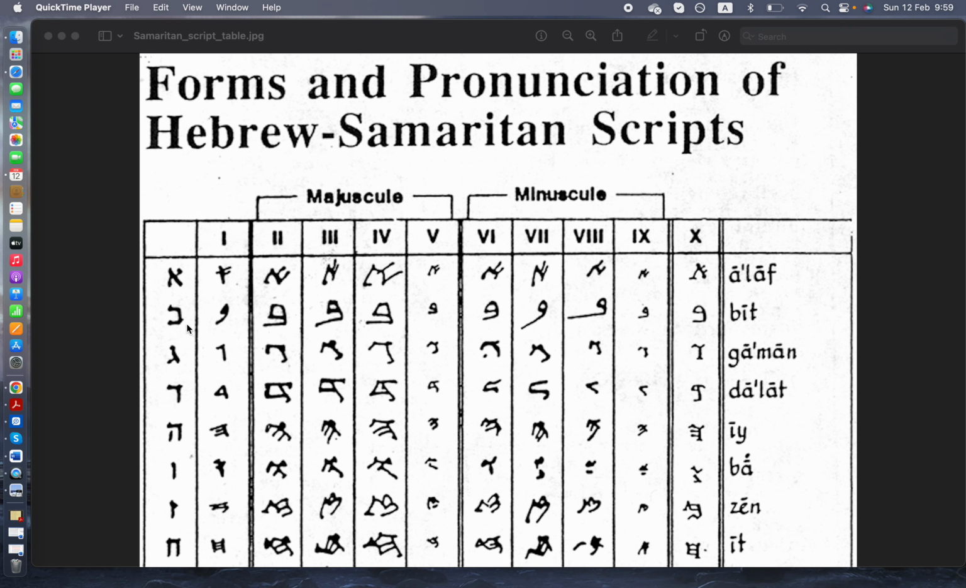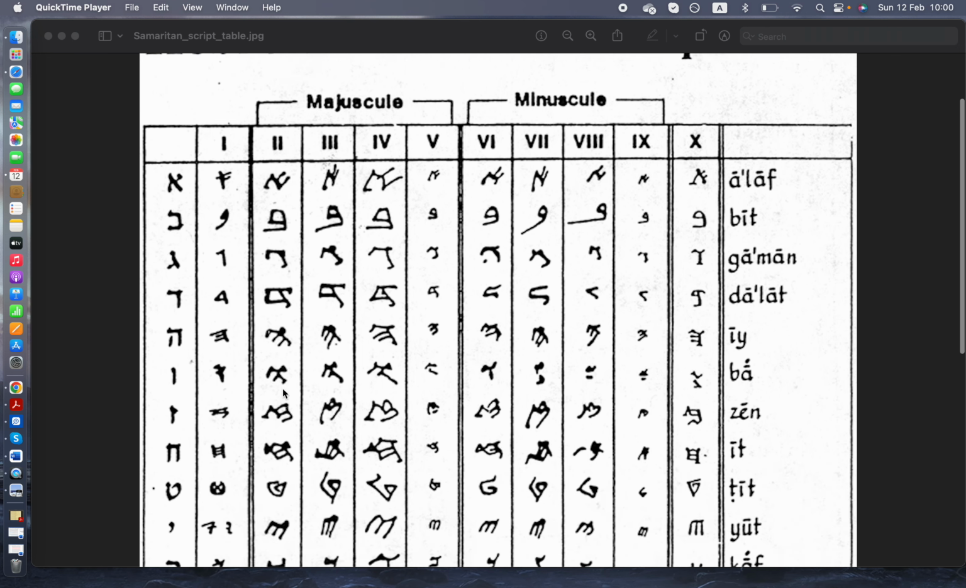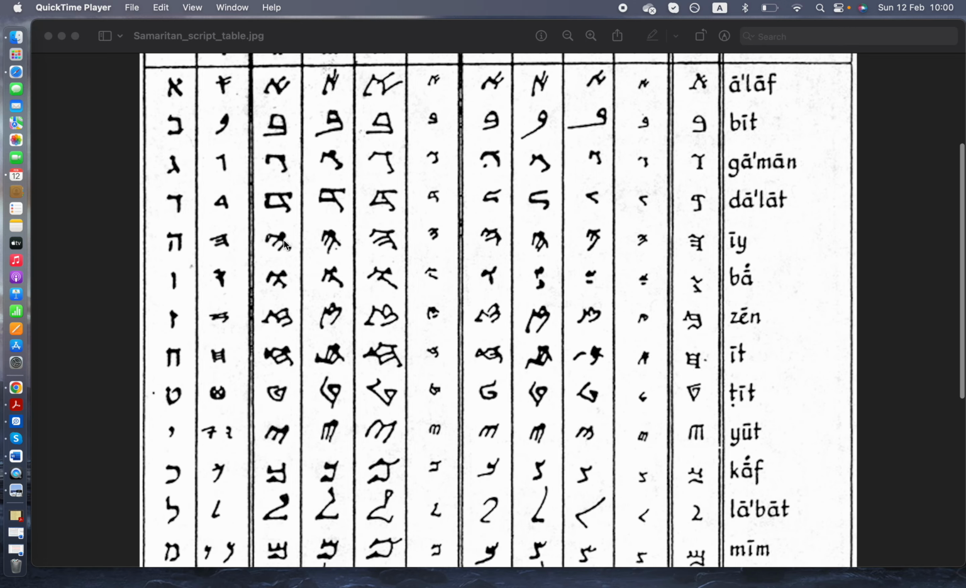But basically, you kind of can see in a lot of places how Aleph is kind of the same if you move things around. Bet, very similar. Gimel, very similar. Dalet, very similar. Hey, very similar.